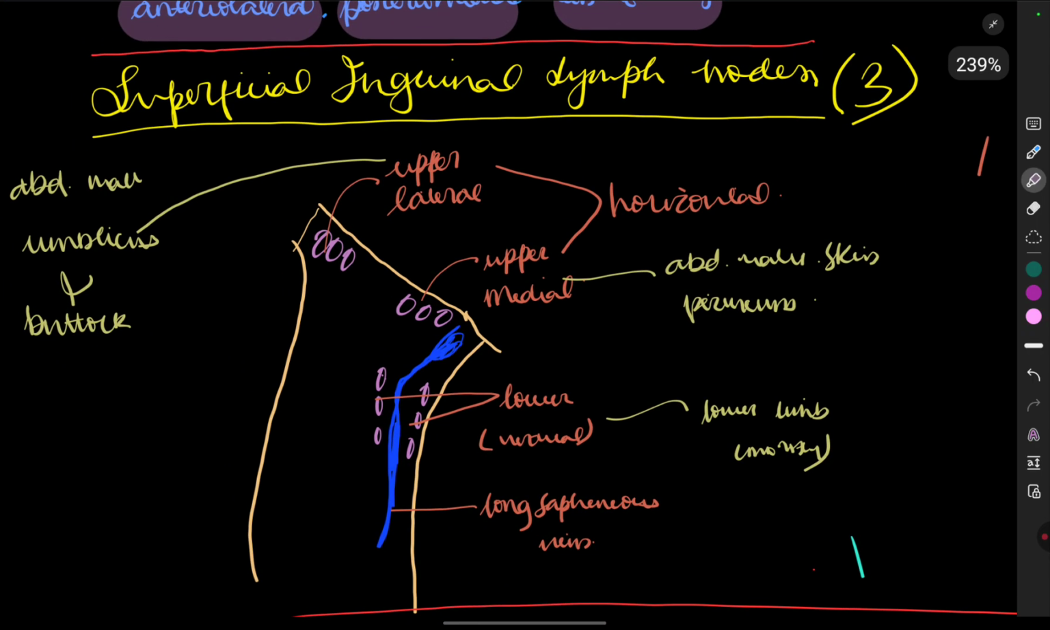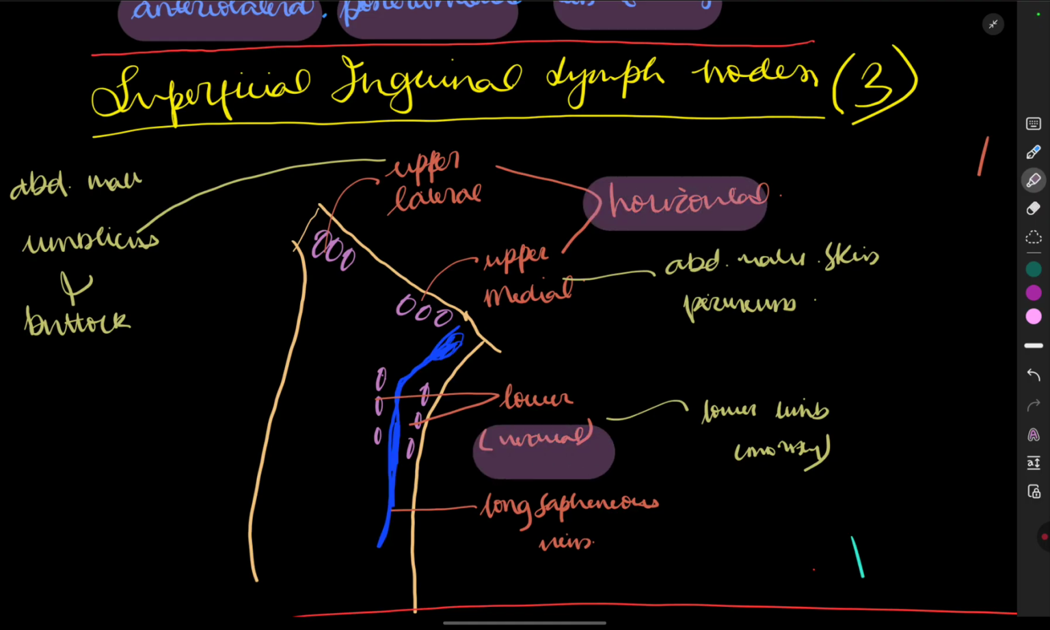Okay, so the lymph nodes, that is the horizontal lymph nodes and the vertical lymph nodes. In the horizontal group we have the upper lateral and the upper medial. See, this is the upper lateral, this is the upper medial, and these are the lower lymph nodes. All right.